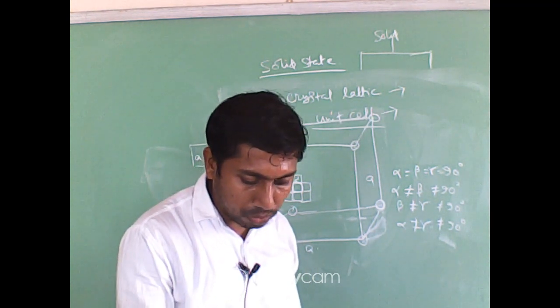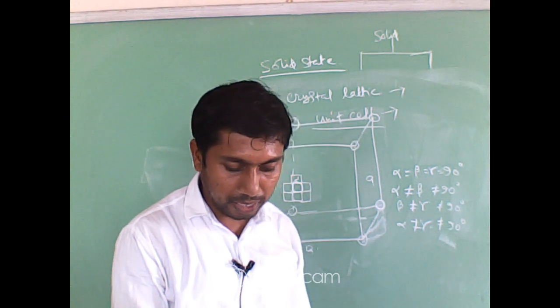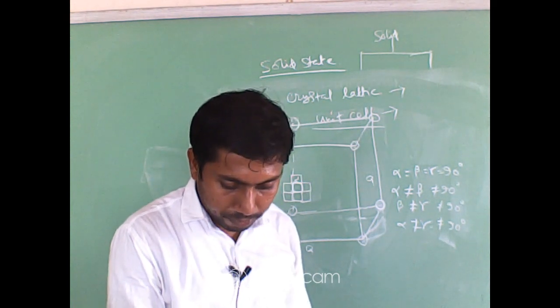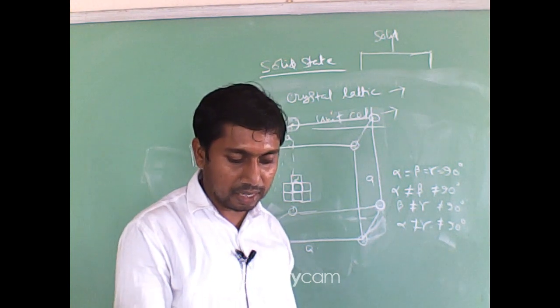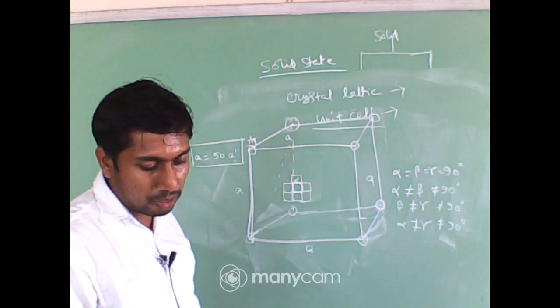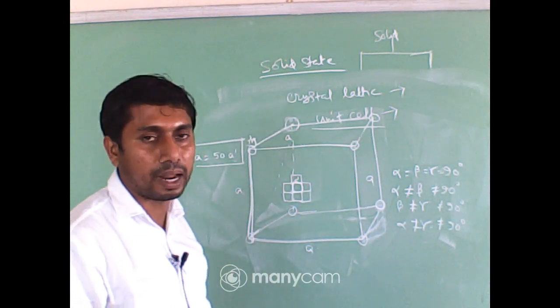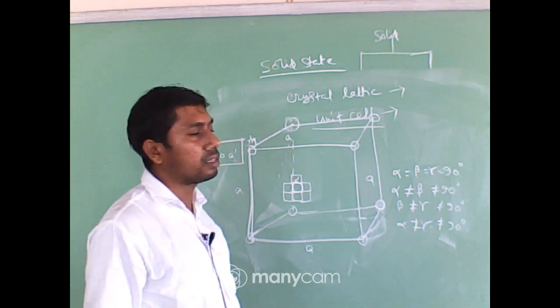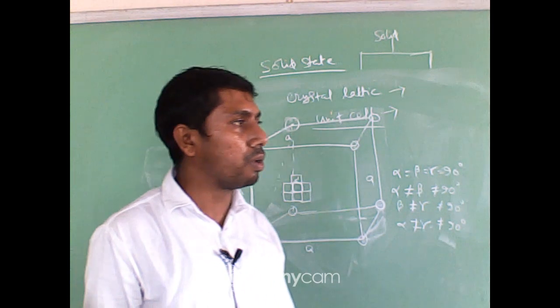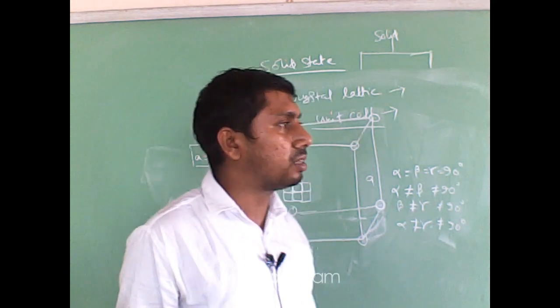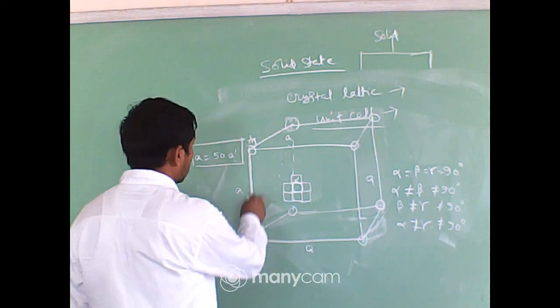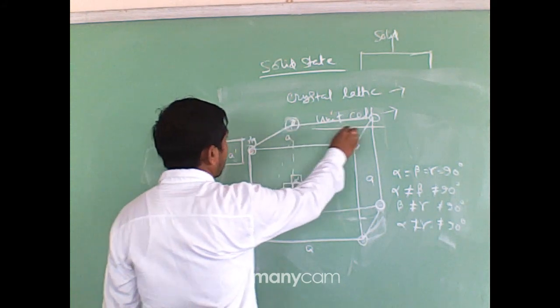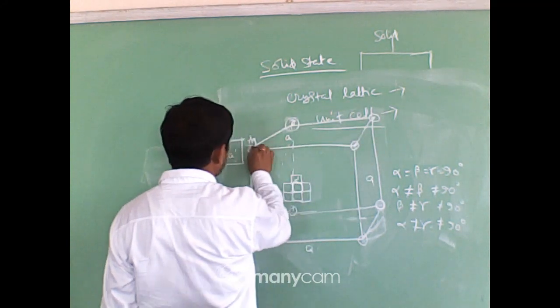Next, the angle between the edges: alpha is between B and C, beta between A and C, and gamma between A and B. Thus, a unit cell is characterized by 6 parameters. What are the 6 parameters? That is 3 bond lengths and 3 bond angles. So, how is a unit cell represented? By 6 parameters.